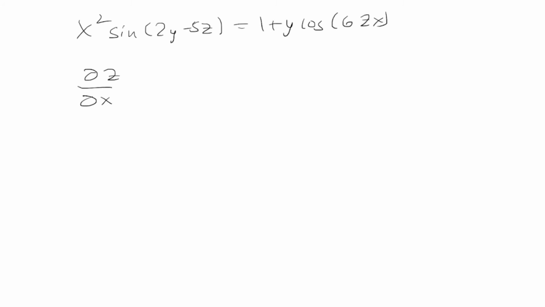We're given x squared sine of 2y minus 5z is equal to 1 plus y cosine 6zx. Let's find partial of z with respect to x. Well, the formula we're going to be using is, this is negative partial of f with respect to x over partial of f with respect to z. So this is going to be the shortcut formula. And the key to this is to make this equal to 0. So I'm going to subtract 1 plus y cosine 6zx to the other side.